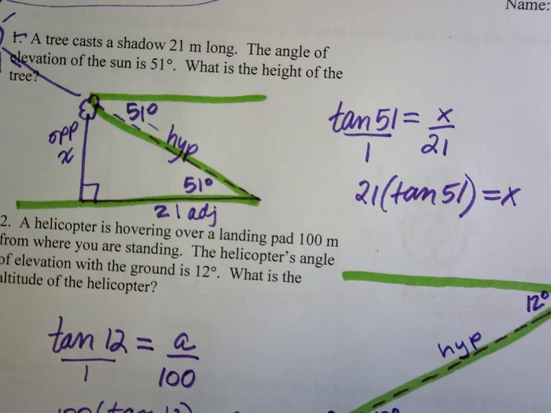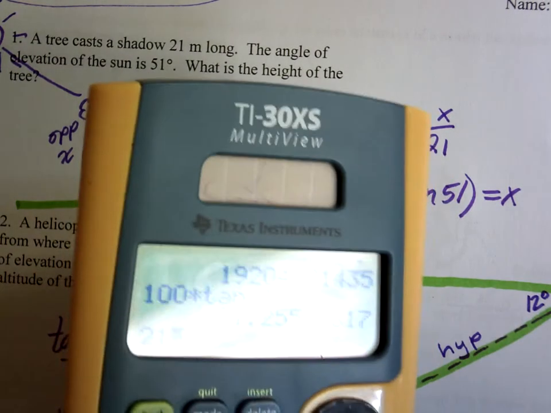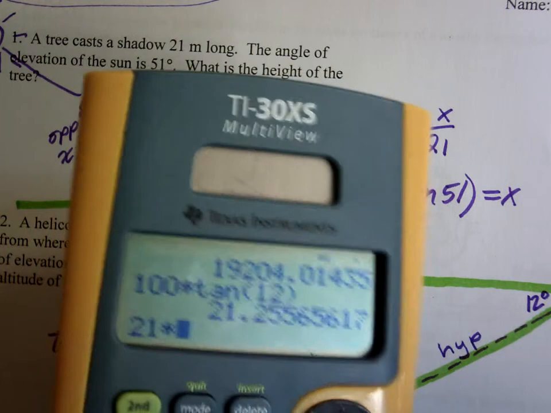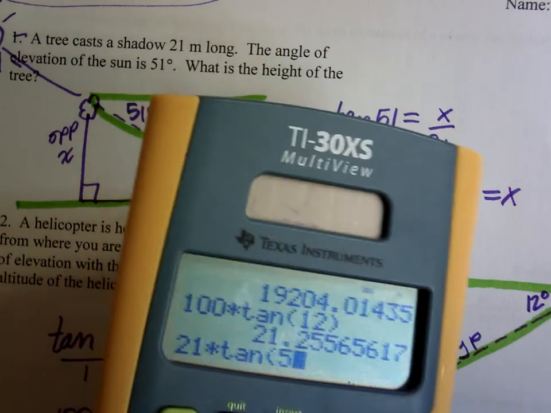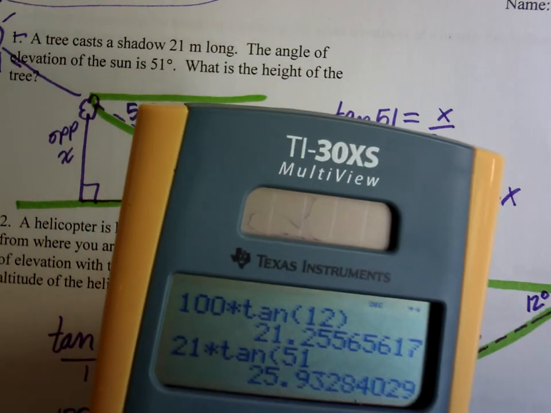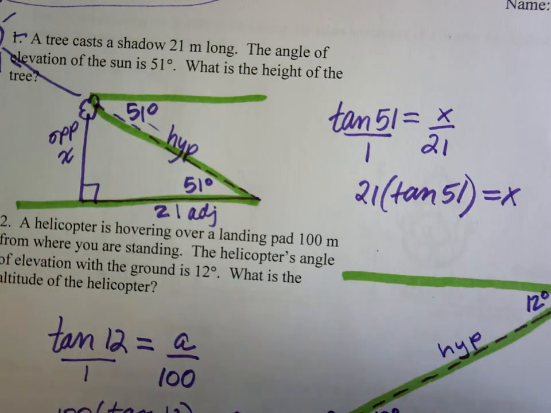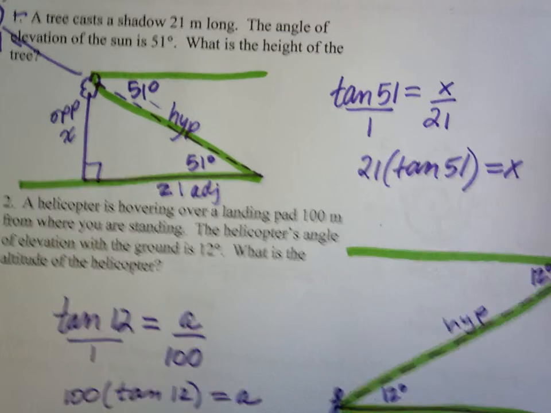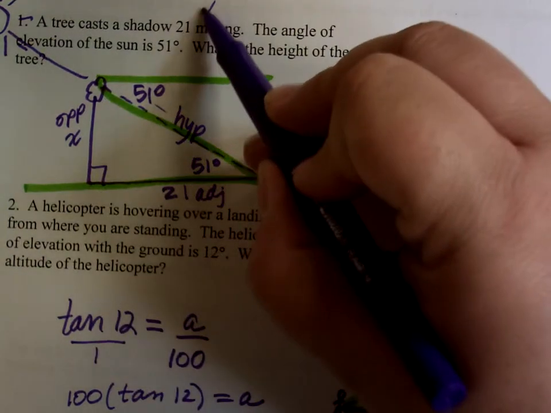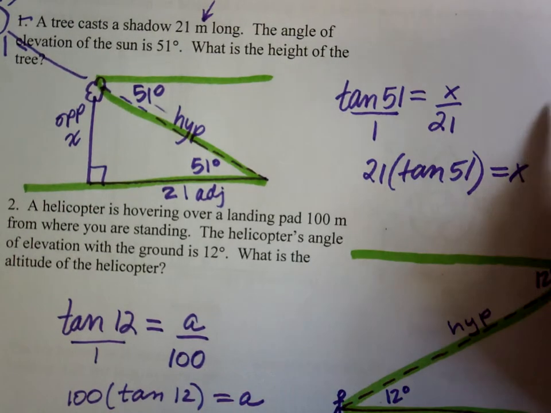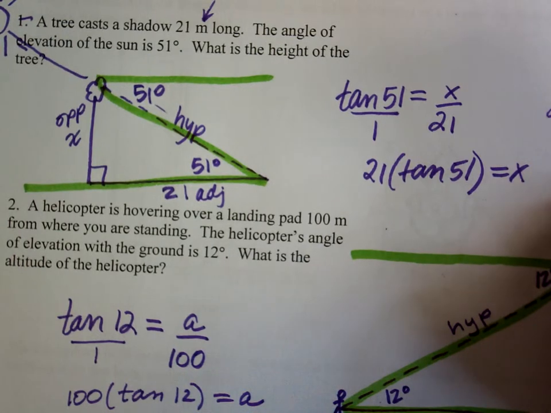X is alone. Time to pick up the calculator. 21 times tan 51. And I get 25.93. About 25.9. So X is about 25.9 meters. I'm going to write it over here.